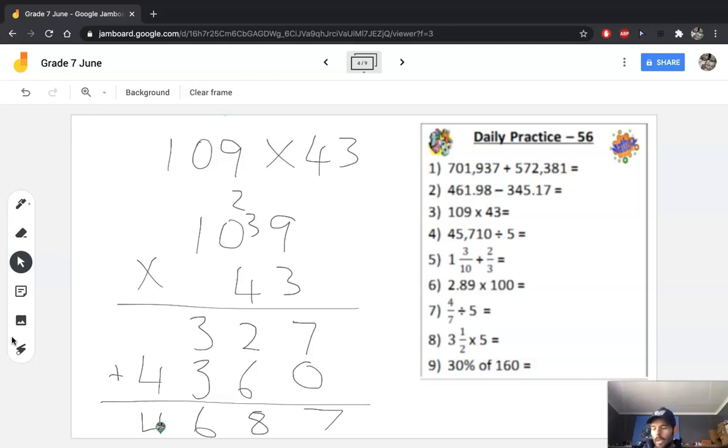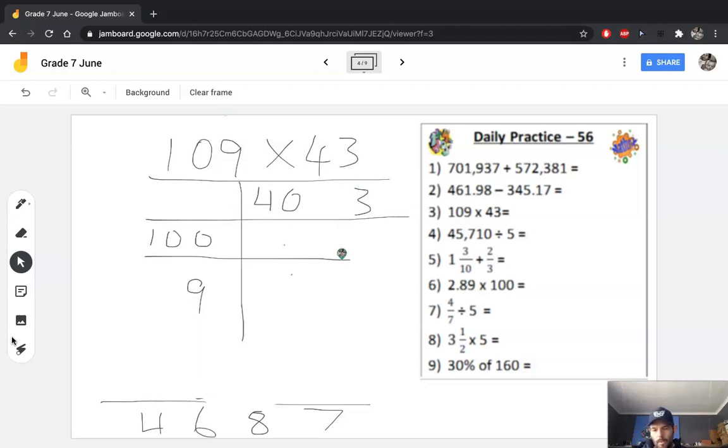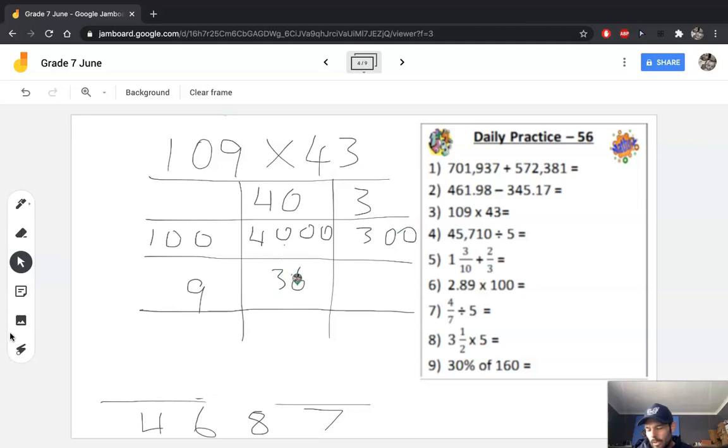4,687. But let's have a look at another method to see if that is actually the correct answer, and I'll leave that answer at the bottom. So I'm going to say let's split up 109 times 43 into 109, and then 43 into 40 and 3, and let's just work this out quickly. 100 times 40, we know 100 times 4 is 400, so 100 times 40 is 4,000. 100 times 3 is 300. 9 times 40, or 9 times 4 is 36, so 360, and then 27.